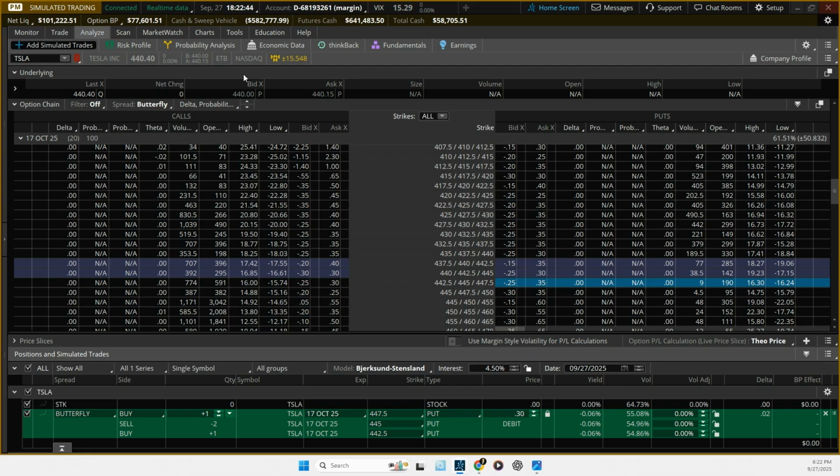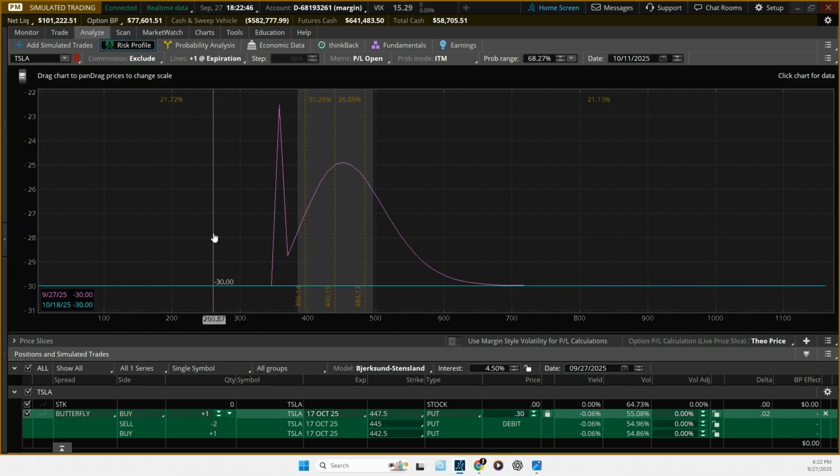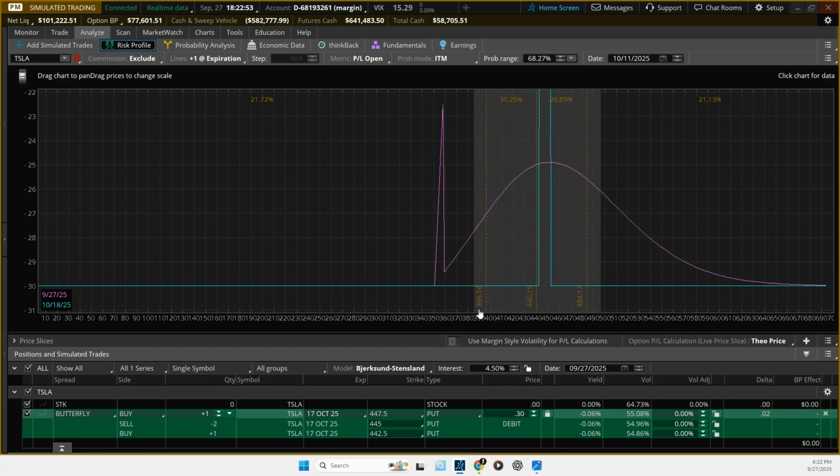All right, so now let's look over here, risk profile. And there it is.